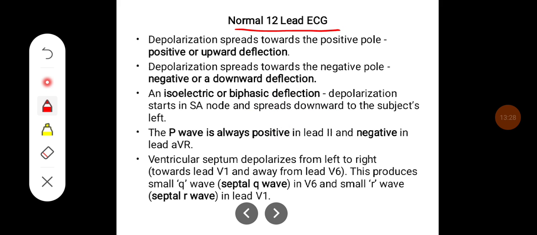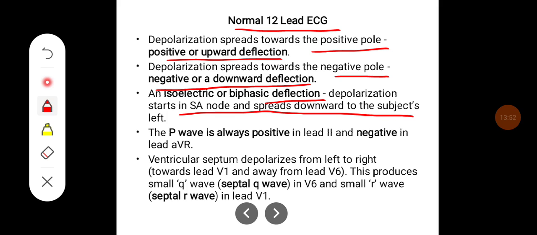In the normal 12 lead ECG, when the depolarization spreads towards the positive pole, there you see positive or upward deflection. When the depolarization spreads towards the negative pole, a negative or downward deflection is recorded. There can also be an isoelectric or biphasic deflection. Depolarization starts in the SA node and spreads downward to the subject's left. The P wave is always positive in lead 2 and negative in AVR.